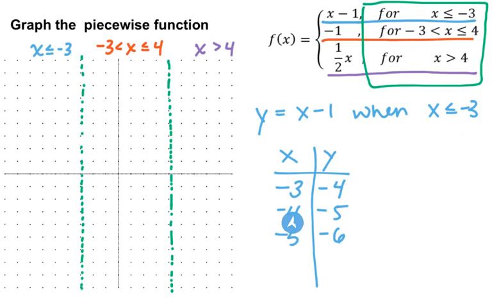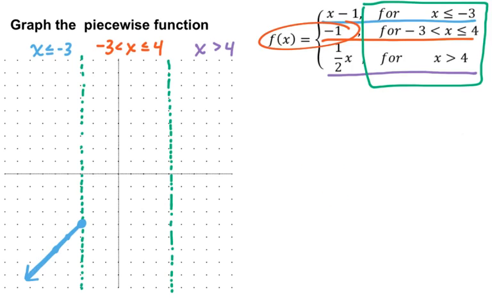So I'm going to plot these points. And basically, they're all going to be solid dots, and we just have to consider what happens on the boundary at -3. And because there's an equal to, we can draw that with a solid dot. So we've got (-3, -4), (-4, -5), and (-5, -6). This is my graph here. And we just want to make sure it's indicated that we can touch that boundary with a closed dot.